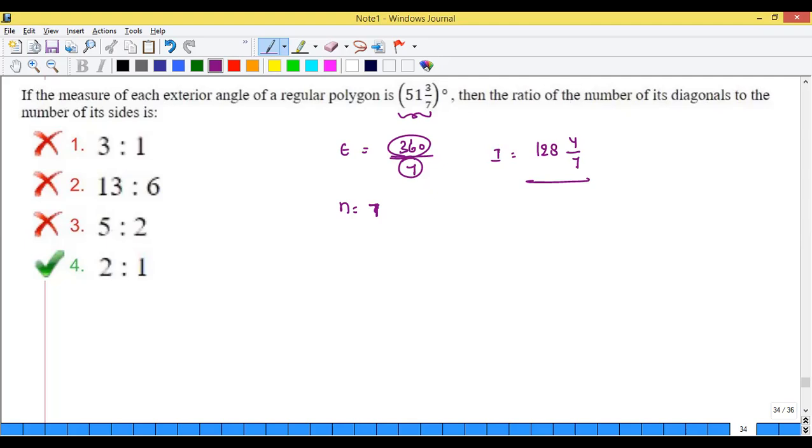7. So then the ratio of the number of its diagonals to the number of its sides. Number of diagonals formula: n into n minus 3 by 2. Number of sides: n. What is the ratio? You substitute n equals 7. 7 minus 3 is 4, 4 by 2 is to 1. What is 4 by 2 is to 1? 2 is to 1. Understand that?